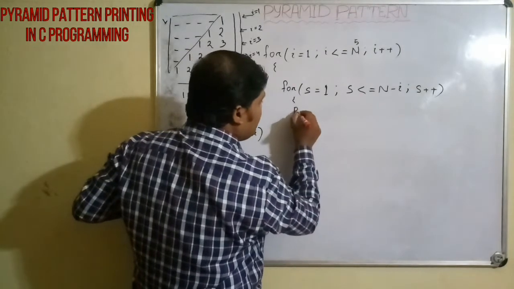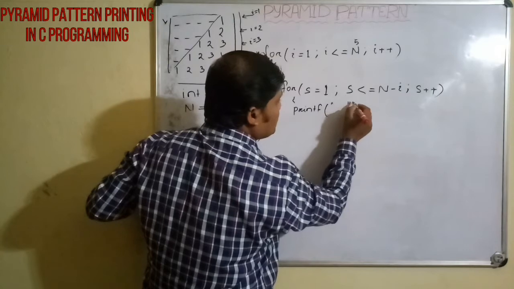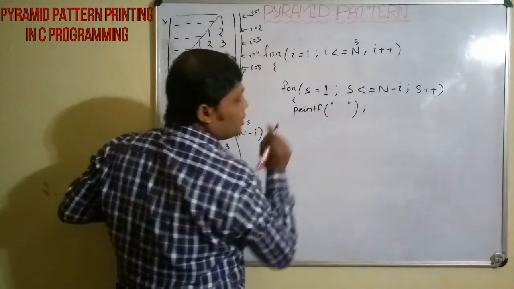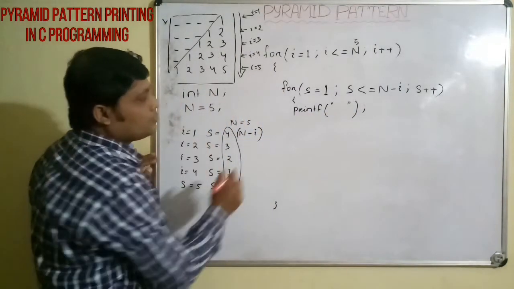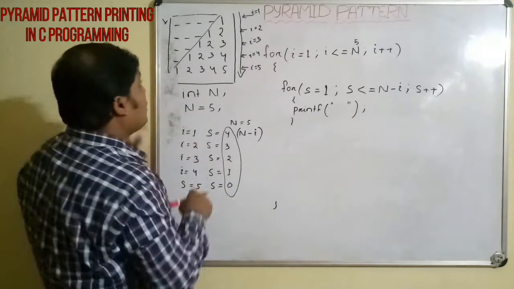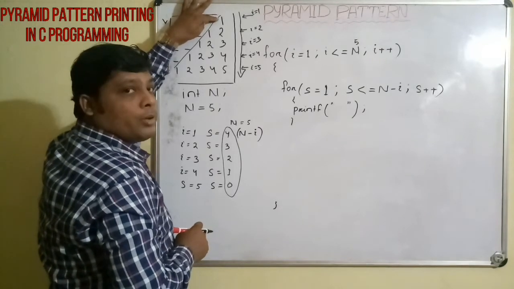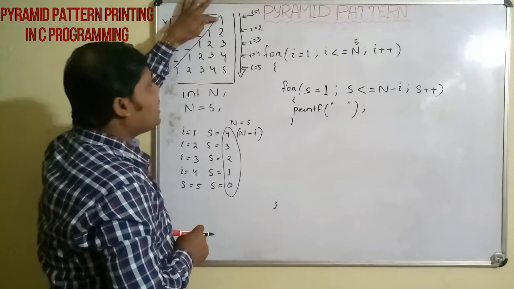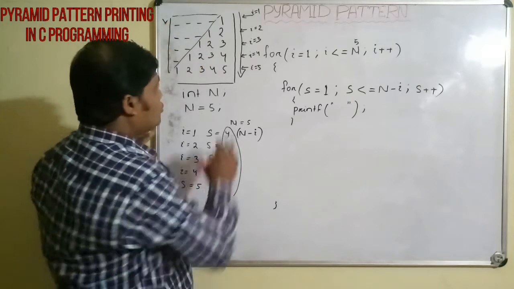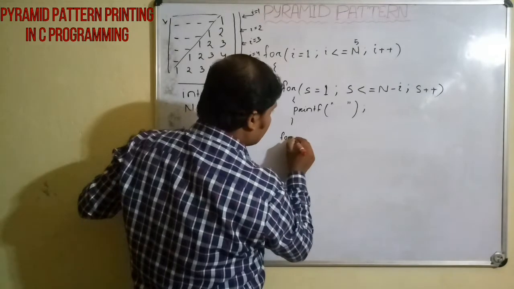Now, here we have to print what? One space. Print F, one space. Here we have to give one space. Then this is the n. Clear? Now, after the number of spaces, some numbers are coming. In each line, some numbers are printing. So for numbers, we have to take another loop.